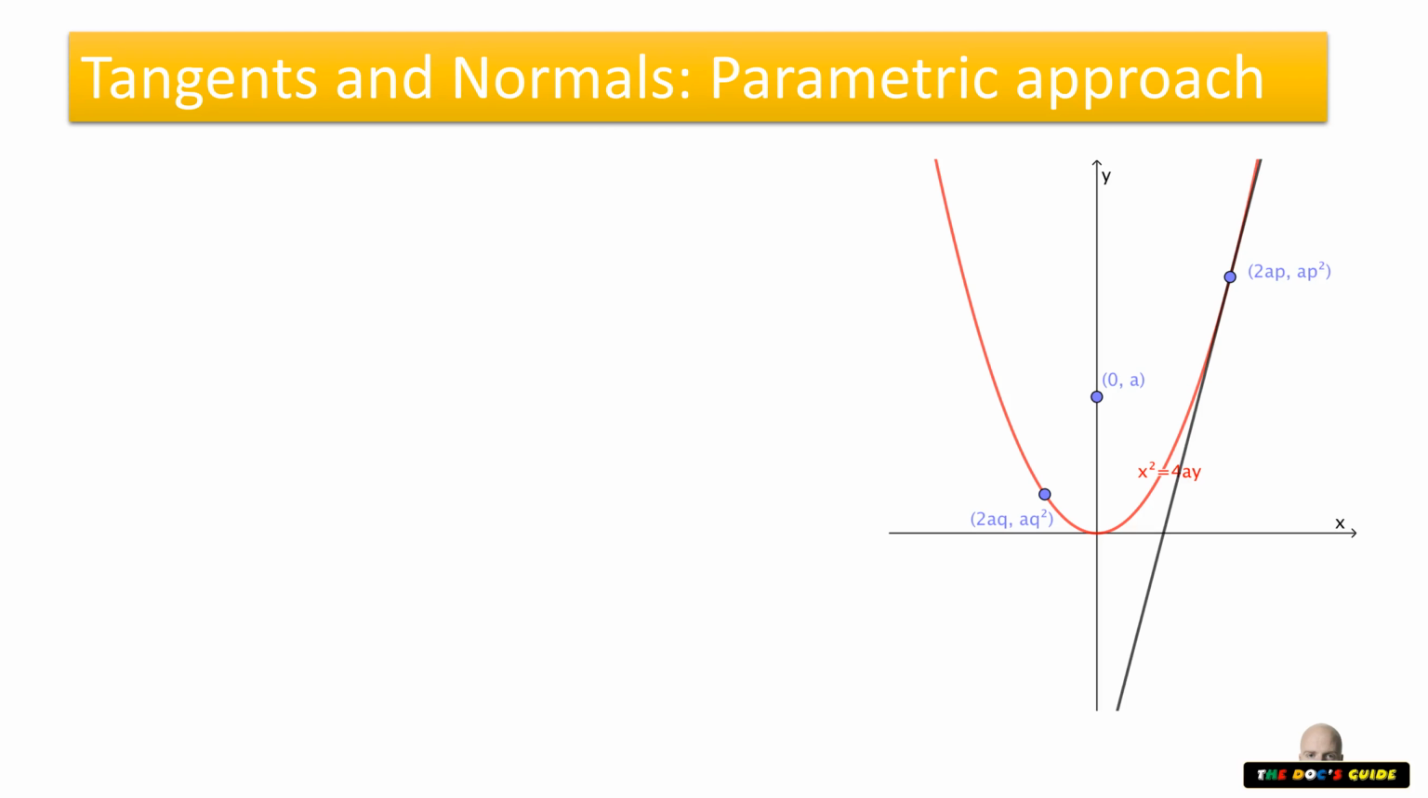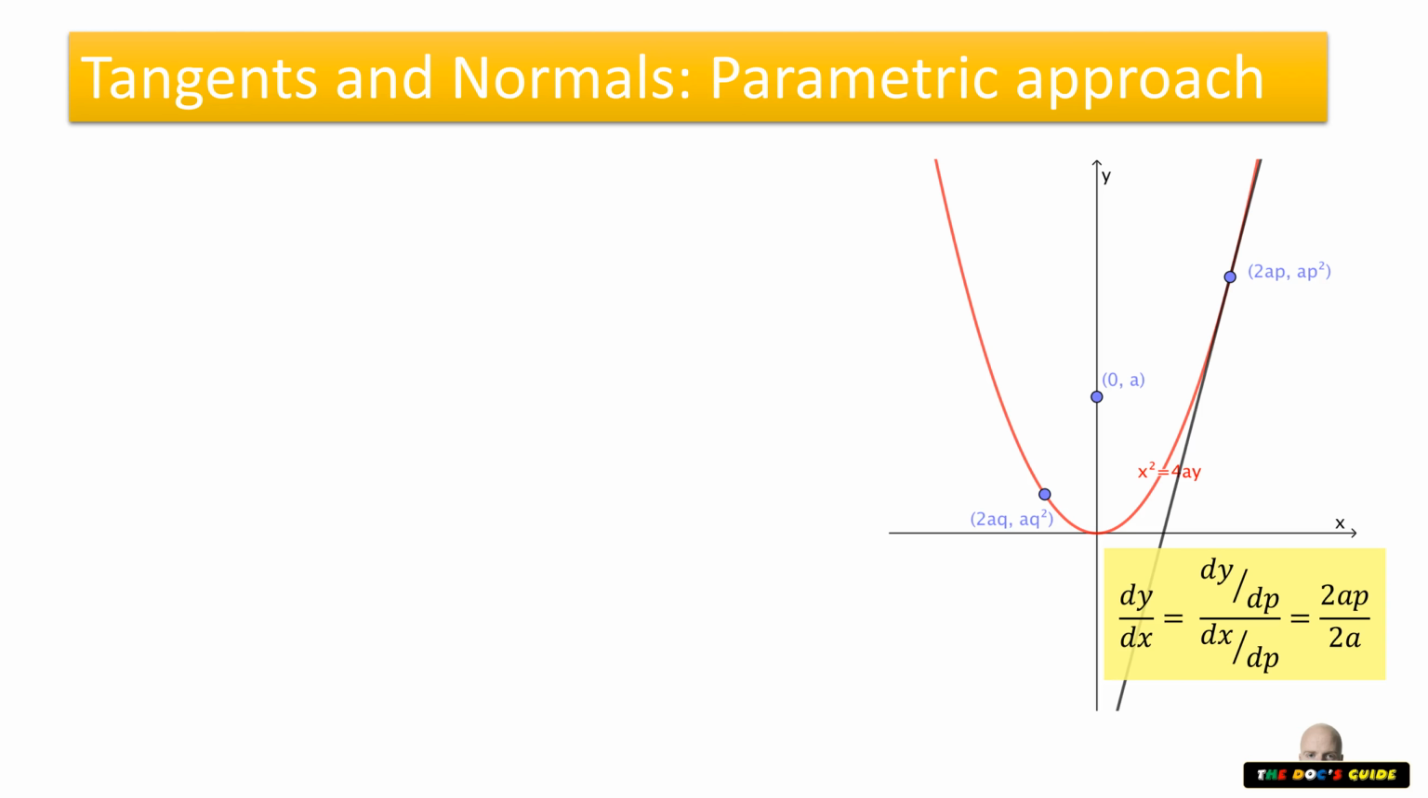Hello mathematicians, we're now going to extend our parametric approach to a look at the tangents and normals associated with our parabola. So we can see on our diagram here we've got a tangent at point P with parametric coordinates 2AP, AP squared. So when we go to find dy/dx for our parabola, we can now do it in terms of the parametric equations, x equals 2AP and y equals AP squared.